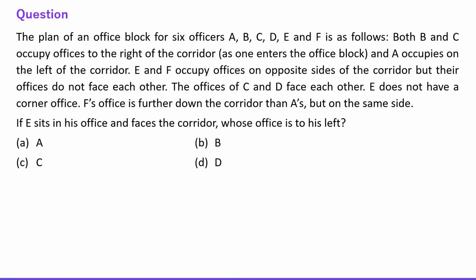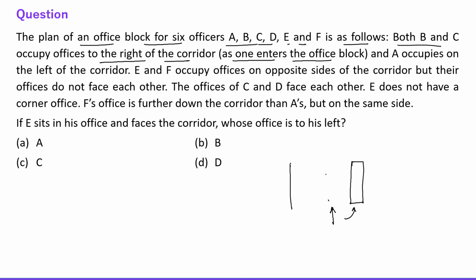Next question is, the plan of an office block for 6 officers A, B, C, D, E, F is as follows. Both B, C occupy offices to the right of the corridor as one enters the office block. This is the entry, and this is the corridor. Here it is the right side of the corridor, and here it is the left side of the corridor.